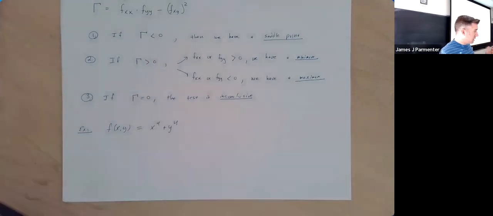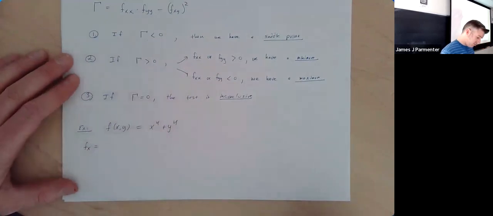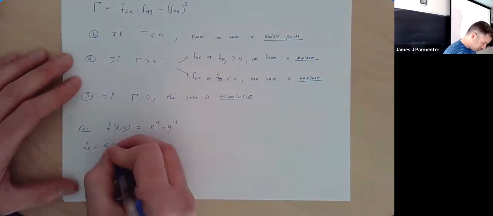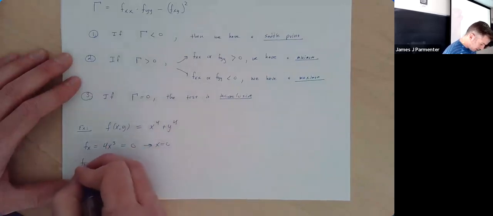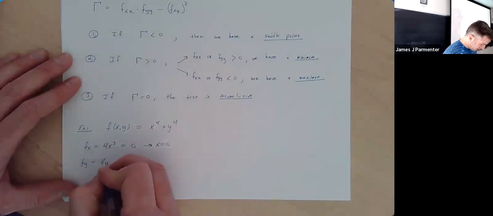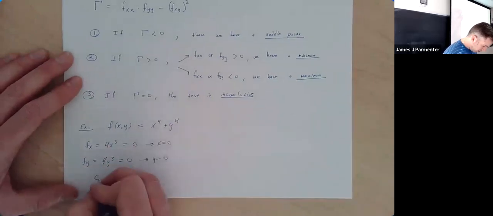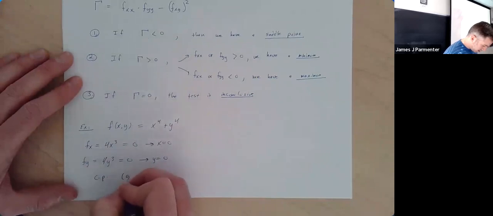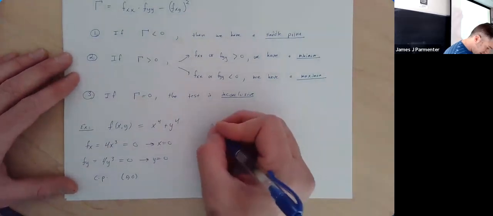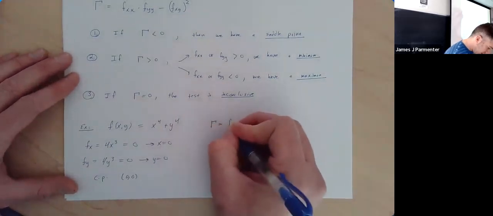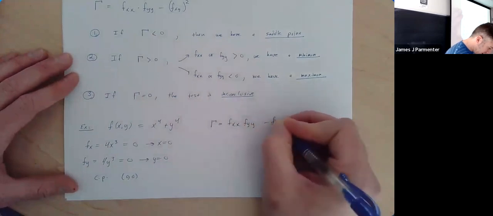Well, let's find the critical points. So what's the partial with respect to x? Pretty straightforward. Set that equal to 0, you get x equal to 0. And the partial with respect to y is similarly 4y cubed. Set that equal to 0, you get y equal to 0. So our critical point is the point 0, 0. Let's calculate gamma, which I will never really think of as gamma. So fxx, fyy minus fxy squared.